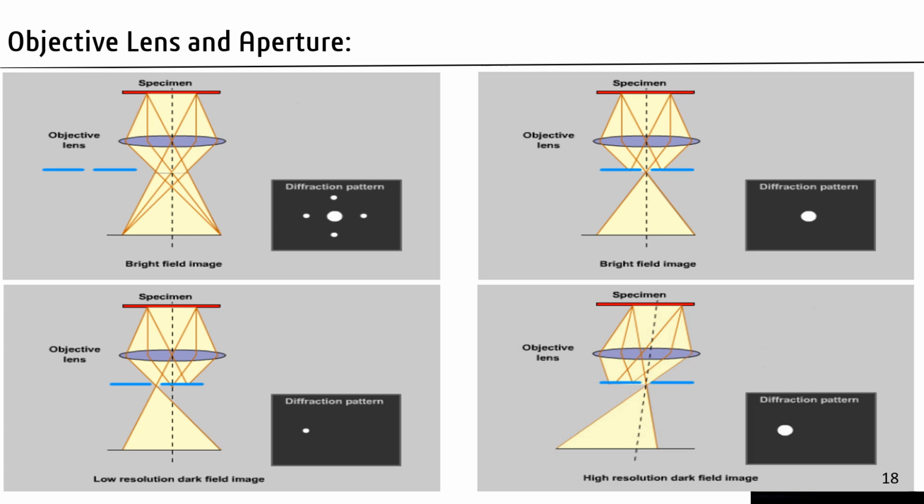And in this picture, when the objective aperture is applied like this, it gives a low resolution dark field image with a single point diffraction pattern, and when the objective aperture is put on like this, it gives a high resolution dark field image.